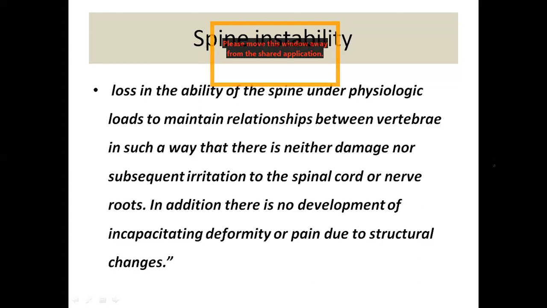Normally if you apply physiological load, the spine should maintain the relationship between the structures so that there is no injury to the cord or the root. If it is not able to maintain that relationship and there is some injury apparent to the nerve root or the cord, that means it is called spine instability. So you should understand it and you should learn it by heart.